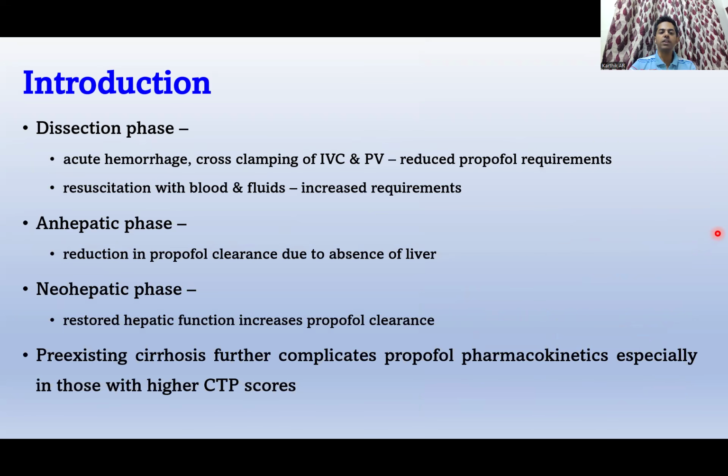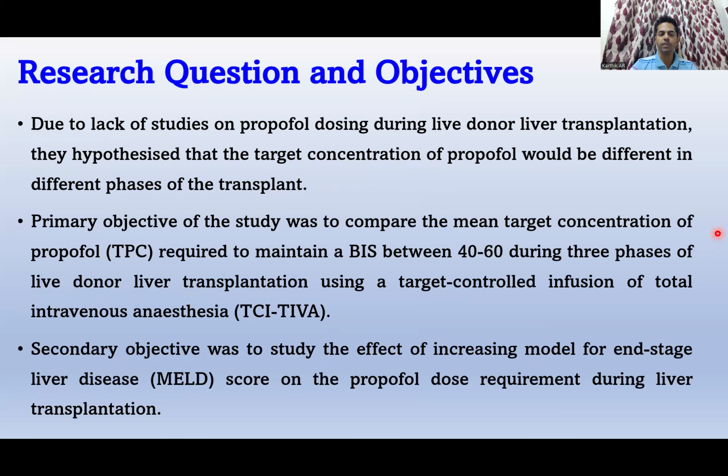In the dissection phase, acute hemorrhage and cross-clamping of the IVC and portal vein reduces propofol requirements, and resuscitation with blood and fluids increases propofol requirements. In the anhepatic phase, a reduction in propofol clearance is seen due to the absence of liver. In the neohepatic phase, restored hepatic function increases propofol clearance, thereby increasing requirements. Pre-existing cirrhosis further complicates propofol pharmacokinetics, especially in those with higher CTP, Child-Pugh scores.